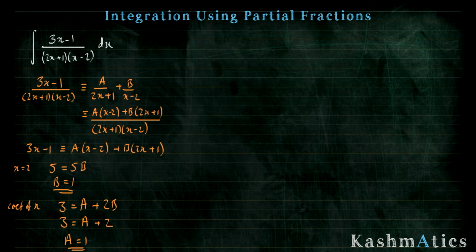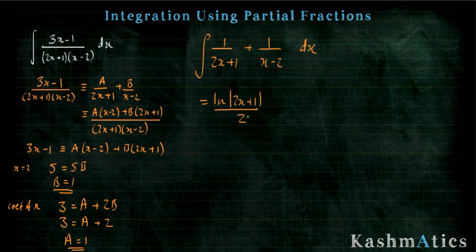So at this stage I can rewrite the thing I'm about to integrate. Rather than integrating this, I'm going to integrate this by substituting the values of A and B I've just found. So this becomes the integral of 1 over 2x plus 1 plus 1 over x minus 2 dx. And hopefully you know that when you're integrating a reciprocal function like this, it's going to be the natural log. So you've got the natural log, modulus signs, don't forget those, of 2x plus 1 divided by 2, remember I need to divide by the coefficient of x, plus the natural log of x minus 2, plus c.